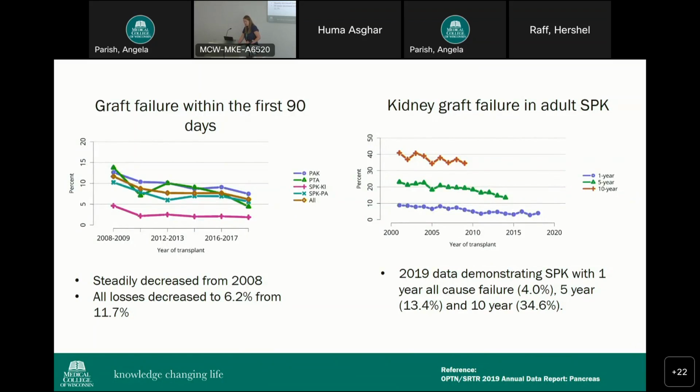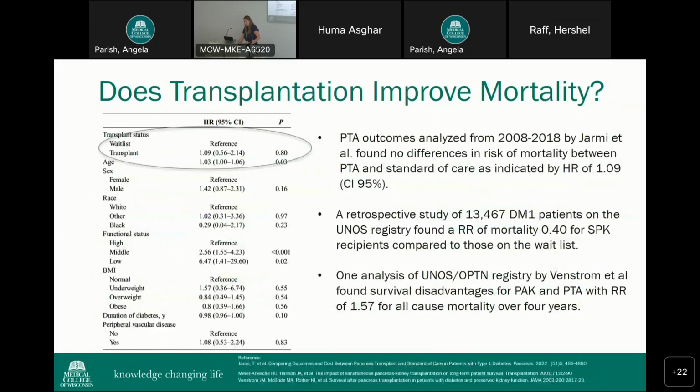So if the graft survives, they started to look at does it improve patient mortality? And unfortunately, this data was also a little mixed. The graph on the left showed that there was no difference in mortality between those that received transplant versus those on the wait list. However, a retrospective study of almost 14,000 patients from the UNOS registry found that the relative risk of mortality was 0.4, so it was less than those on the wait list.